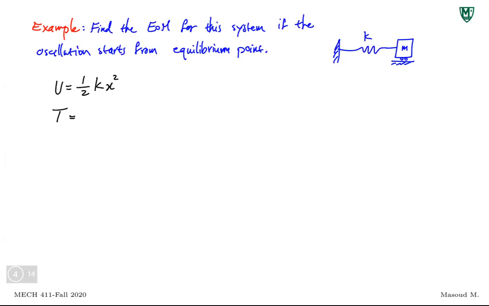Translational mass. We have translational mass. Thank you, Dominic. 1 over 2 m x dot squared.